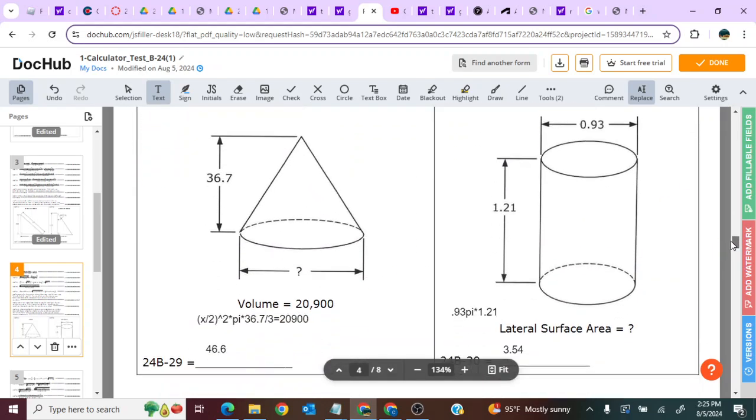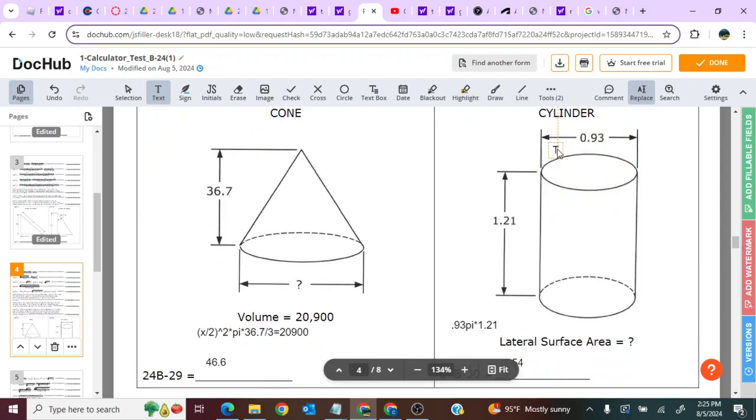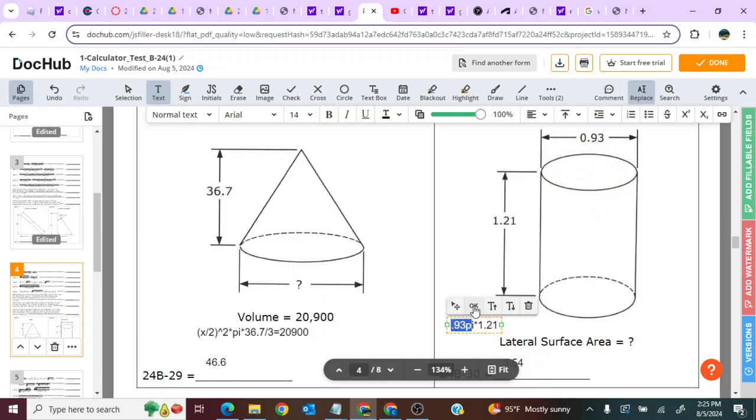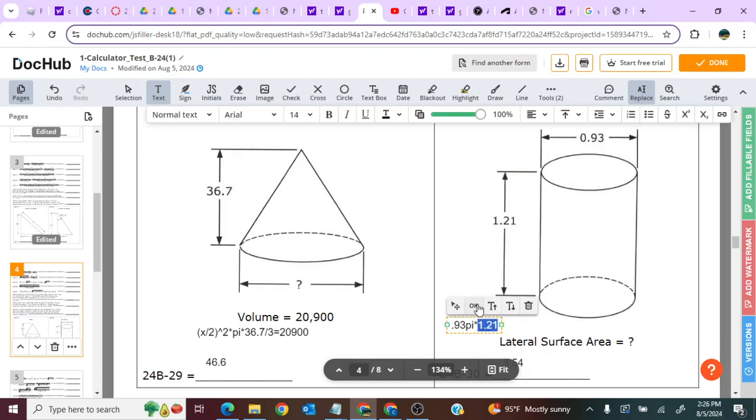30, the cylinder. Okay, lateral surface area. Well, the lateral surface area is the circumference of your base times your height. So 0.93 pi is your circumference, diameter times pi, and then multiplied by the height of 1.21.